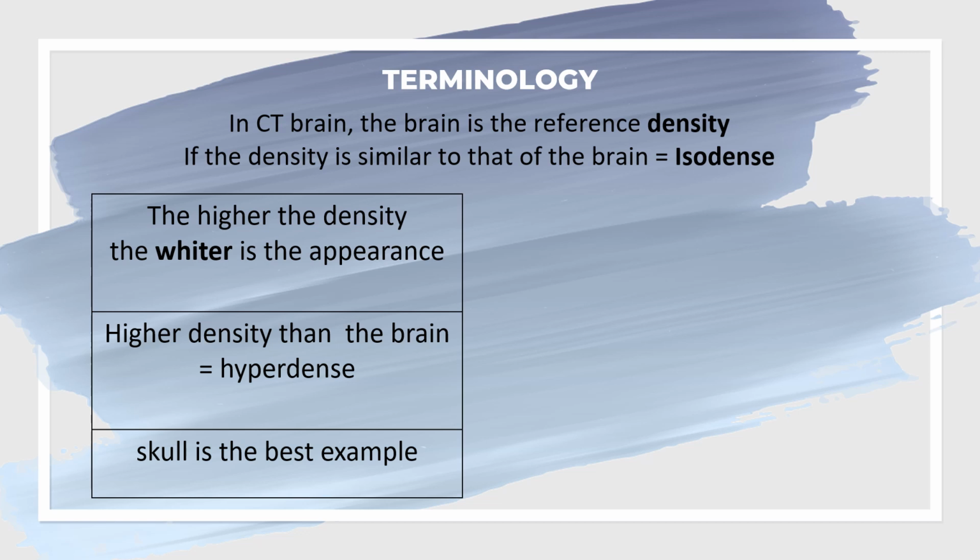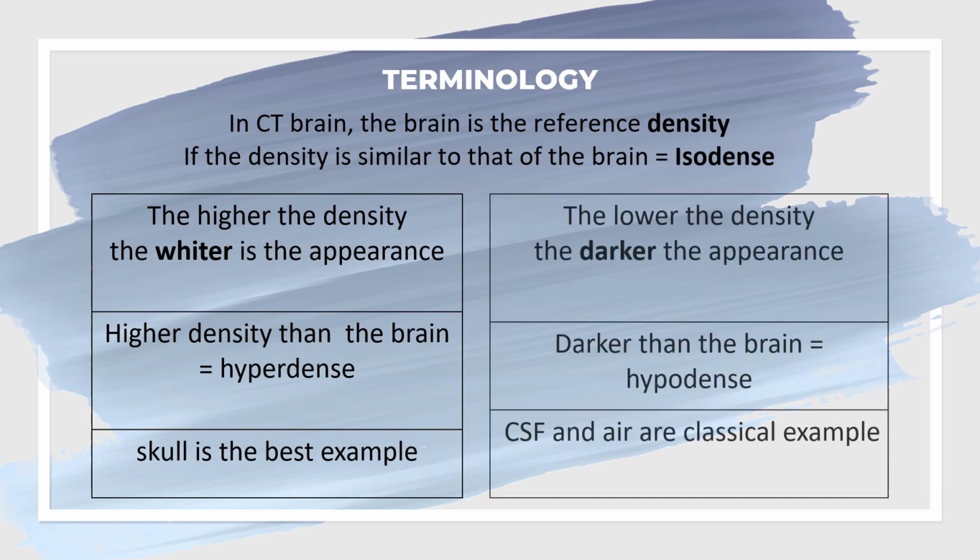Blood will appear white in plain CT brain as well. Calcification is another example. The lower the density, the darker the appearance, so it is called hypodense. CSF and air are the classic example of hypodense areas.